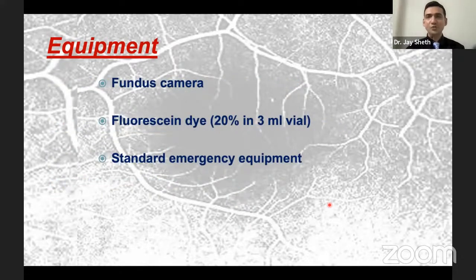So what all things do we need when we do a fluorescein angiography? First we need a fundus camera, which can be either flash based or SLO based. Fluorescein dye is usually available as 20% in a 3 ml vial, and standard emergency equipment will be needed in most of these patients, because there can be certain life-threatening side effects that may occur when we are doing fluorescein angiography, which I will be discussing in the latter part of my talk.